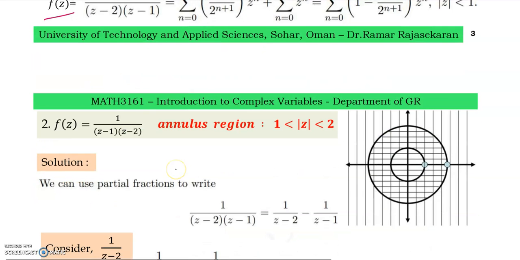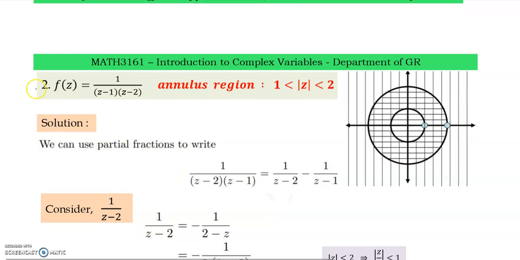Now we see the second question. Here f of z is equal to the same function, 1 over (z minus 1)(z minus 2). What is the region? That is a different annulus region, 1 less than mod z less than 2. This is the first circle, with center 0 comma 0 and radius 1. This is the second circle, center 0 comma 0, radius 2.